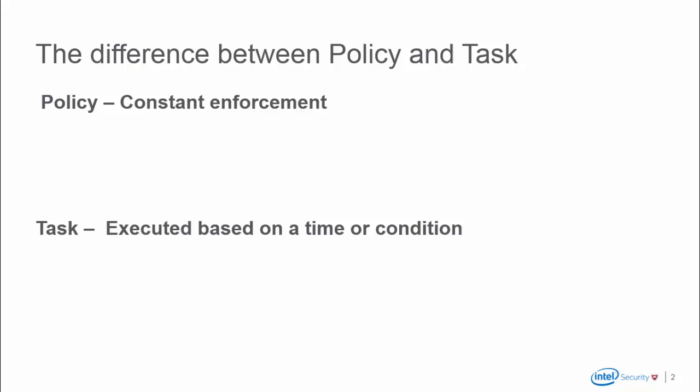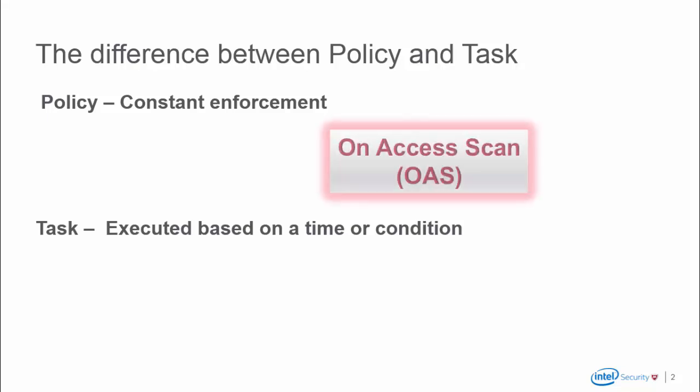An on-demand scan will be a task. The difference between a policy and a task is this. A policy is a constant enforcement. It's a condition or setting that you want to be in place all the time. The on-access scan, or OAS, is an example of a policy. You want those settings to stay in place for every new object to be scanned by VirusScan.